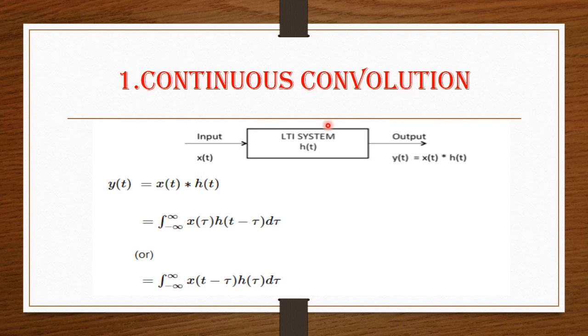First, continuous convolution. This is a continuous LTI system. x of t is the input, y of t is the output, y of t equal to x of t convolution h of t. This is the formula for continuous convolution or convolution integral, since here we are having integration: integral from minus infinity to infinity x of tau into h of t minus tau into d tau. Otherwise, this can be written as integral from minus infinity to infinity x of t minus tau into h of tau into d tau.